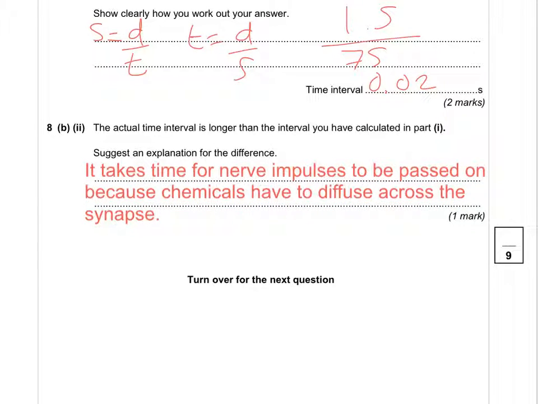That was the only thing that they would accept for this, and out of the papers that I looked at, there was only one person who got that one right, so that was one that tricked most people out. So pay attention to that one in future, please. Anything to do with the speed of nerve impulses or the speed of a reaction, or something like that, you're looking at the time it takes for chemicals to diffuse across a synapse.